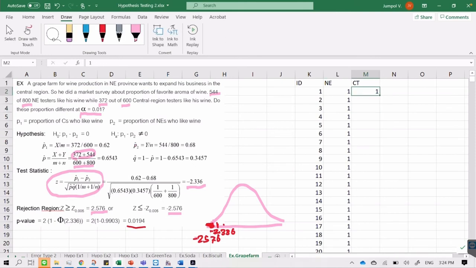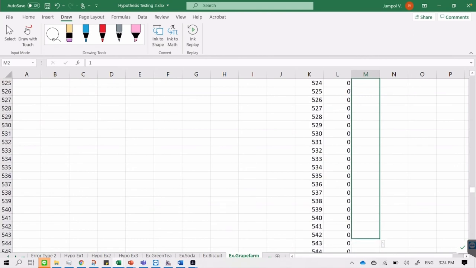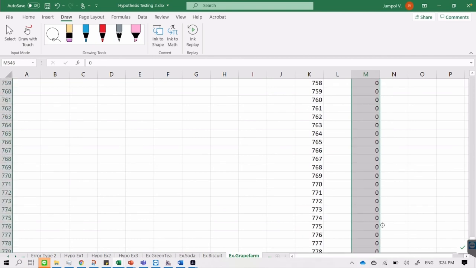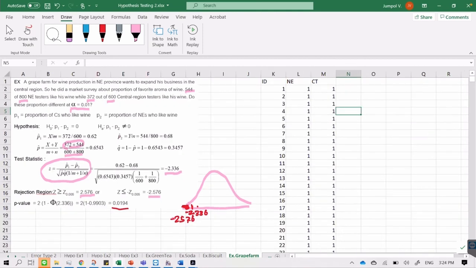For the other group, the proportion is 544 out of 800. So 544, and 0 will be from here to 800. Okay, so now let's use the data analysis.